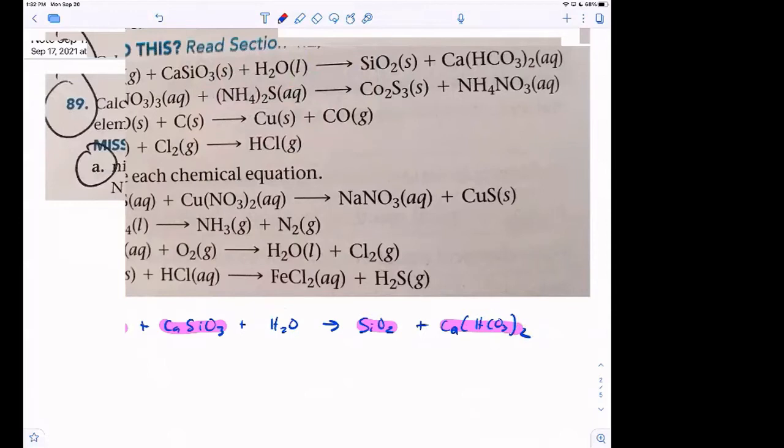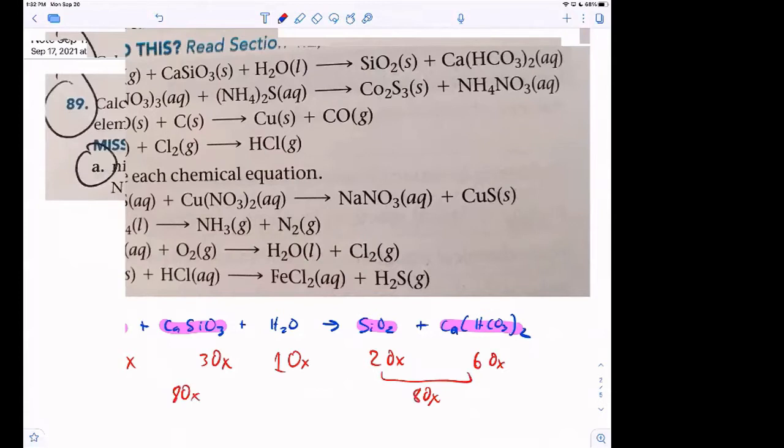And now I have to look at the oxygens. So 2CO2, this is going to be 4 oxygens. And then we have 3 oxygens there from the silicate. And then we have 1 oxygen from the water. Now looking at the right side of the equation, we're going to have 2 oxygens here from the silicon dioxide and 3 times 2 or 6 oxygens from that. So summing these up, we have 8 oxygens on the right, and 4 plus 3 plus 1 is 8 oxygens on the left.